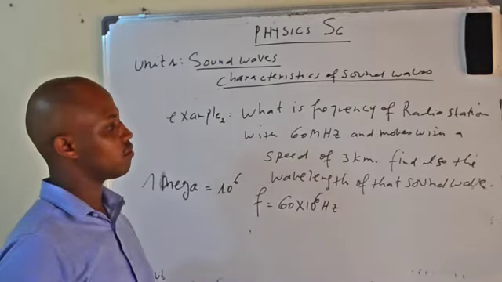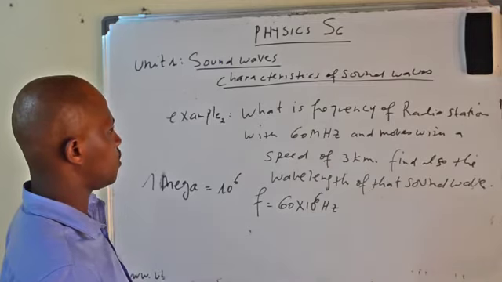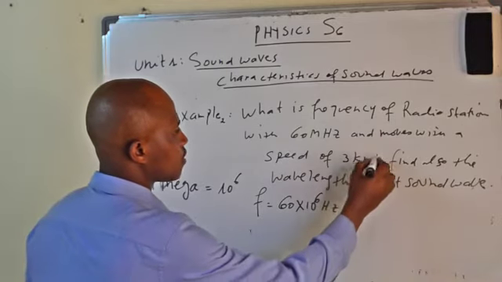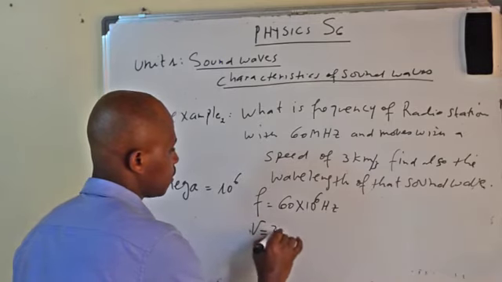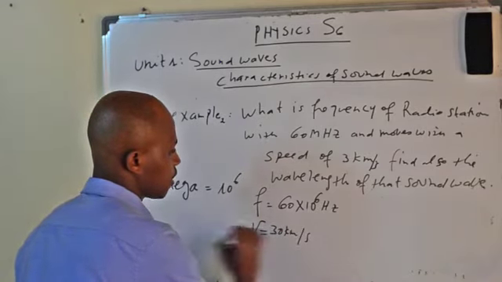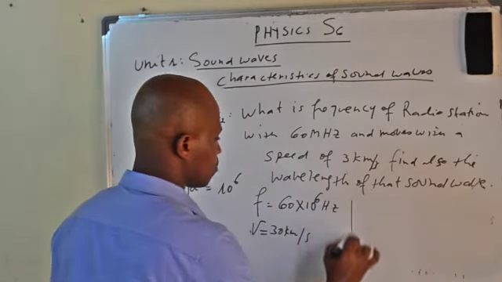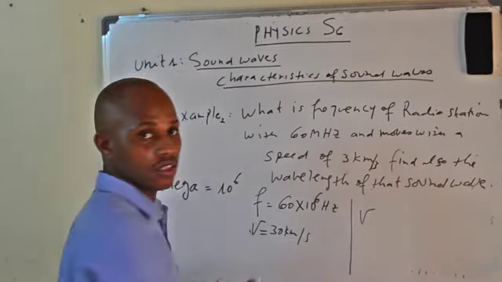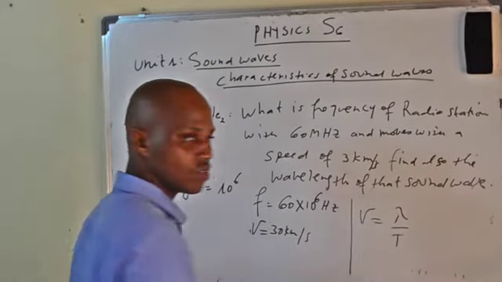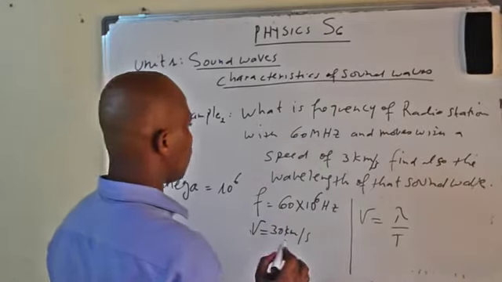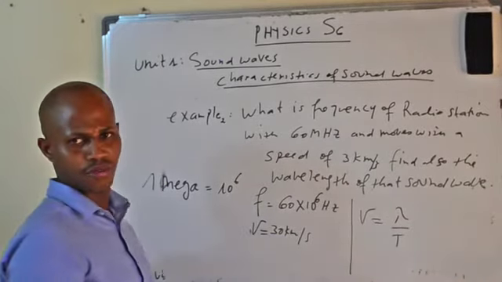What else? We have also the speed. That's per second. Speed is equal to 30 kilometers per second. It is very fast. So let us use the formula. The speed was equal to wavelength divided by the period. Okay. Now we have the speed. Can we find the wavelength? But we don't have the period.